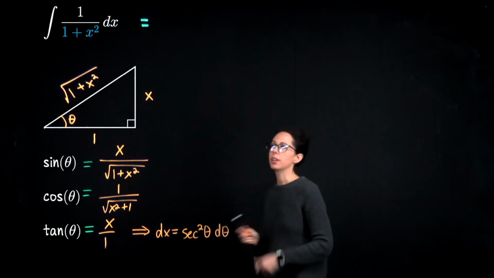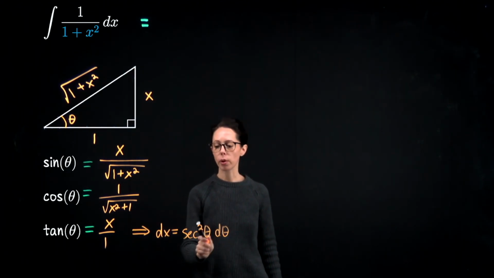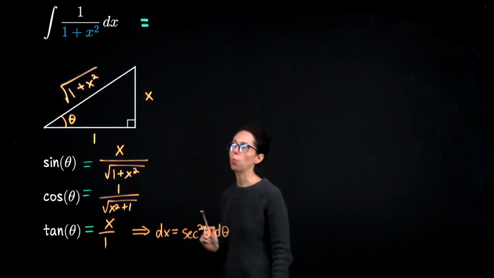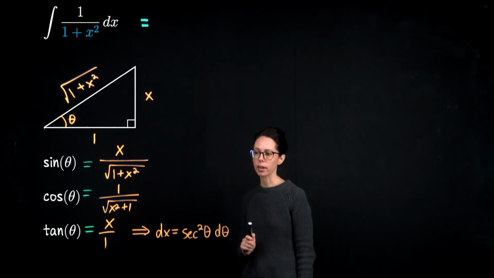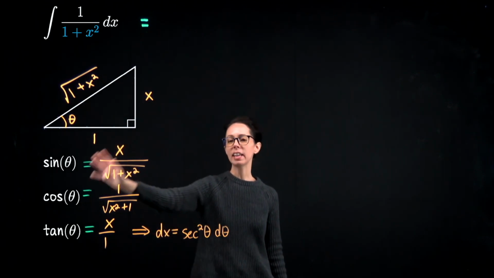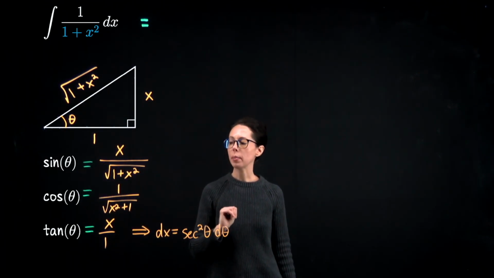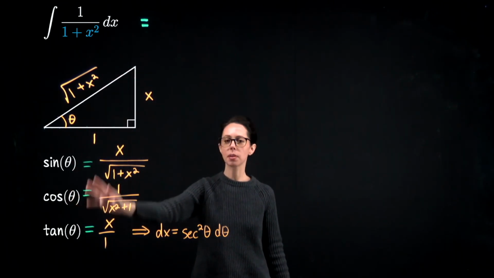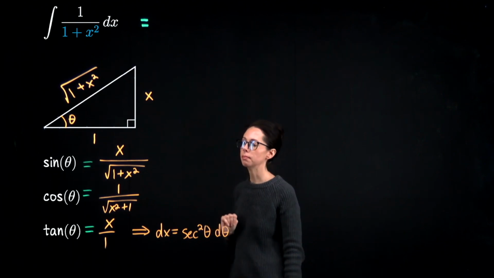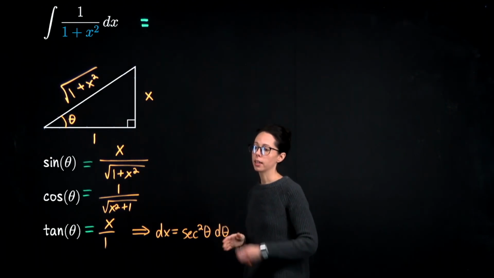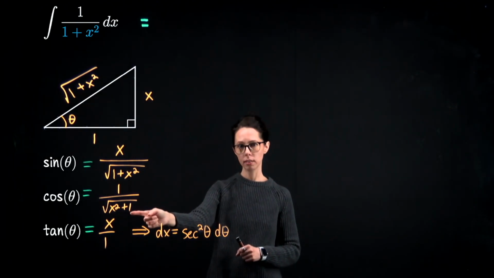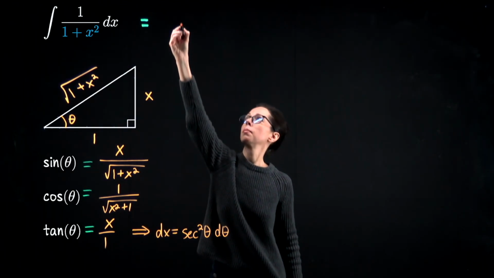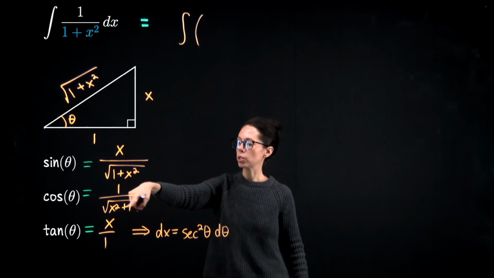So where I have dx in my integral, I'm going to replace it with secant squared theta d theta. Let's talk about the quantity 1 over 1 plus x squared. Does that look like anything here? Or maybe after some adjustment, can you rewrite that expression in terms of these trig functions? It looks like the second one, but squared.